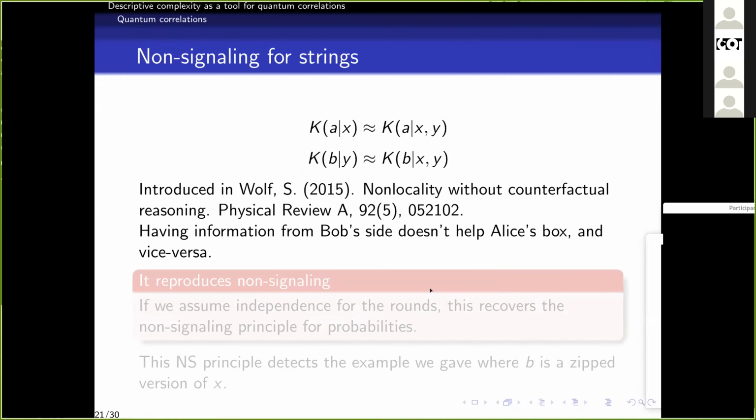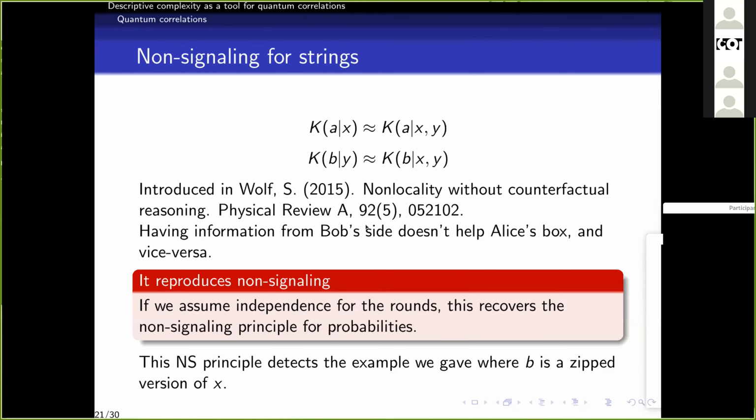Okay, so how can we define non-signaling for strings? This was introduced by Stefan Wolf in his paper, Non-locality without counterfactual reasoning. So basically non-signaling would mean that the complexity of Alice's output, given her input, will be more or less the same as the complexity of Alice's output given both of their inputs. So it means that knowing Bob's input doesn't help calculate Alice's output. And the same for Bob. Knowing the other party's input cannot help calculate your output. That would be the idea for non-signaling.